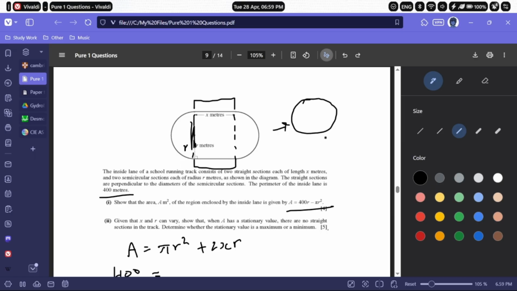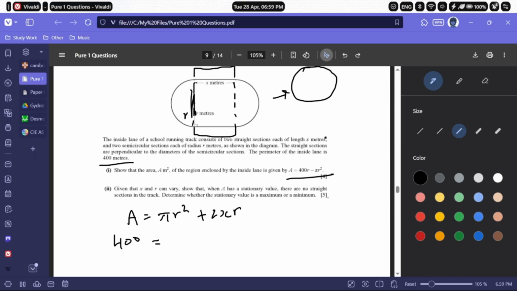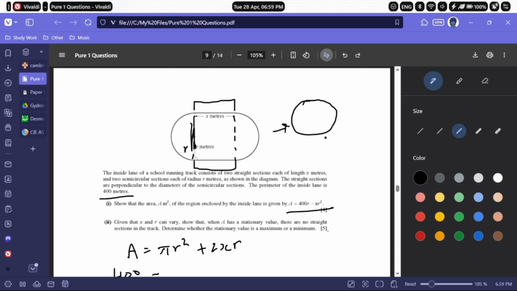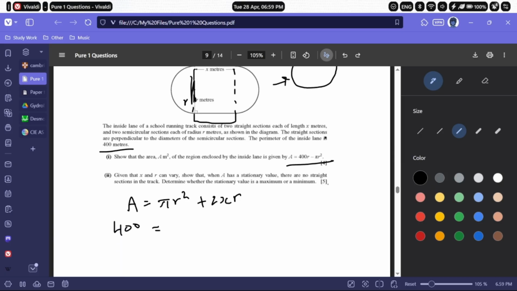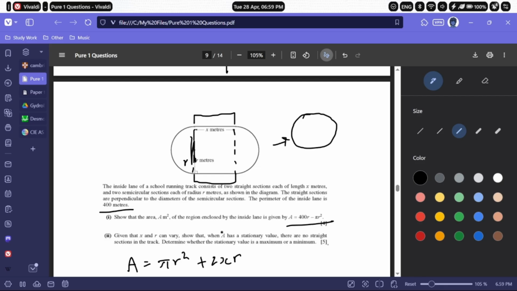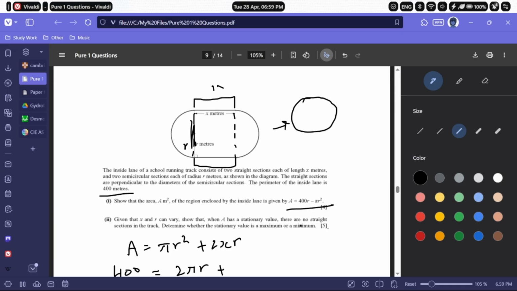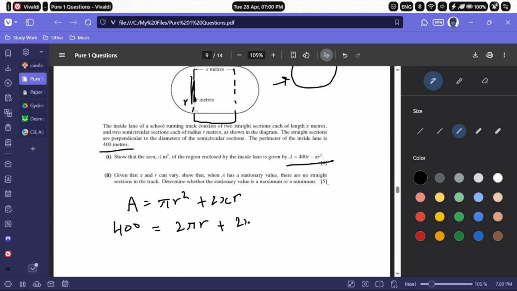Moving on. Your perimeter would be, like I said, two semicircles which have the same radius. So treat it as a complete circle. The circumference would be 2 pi r. That's pretty straightforward. And then what are you missing out on the perimeter? So x, right? x from above and below. So 2x. Again, pretty simple.